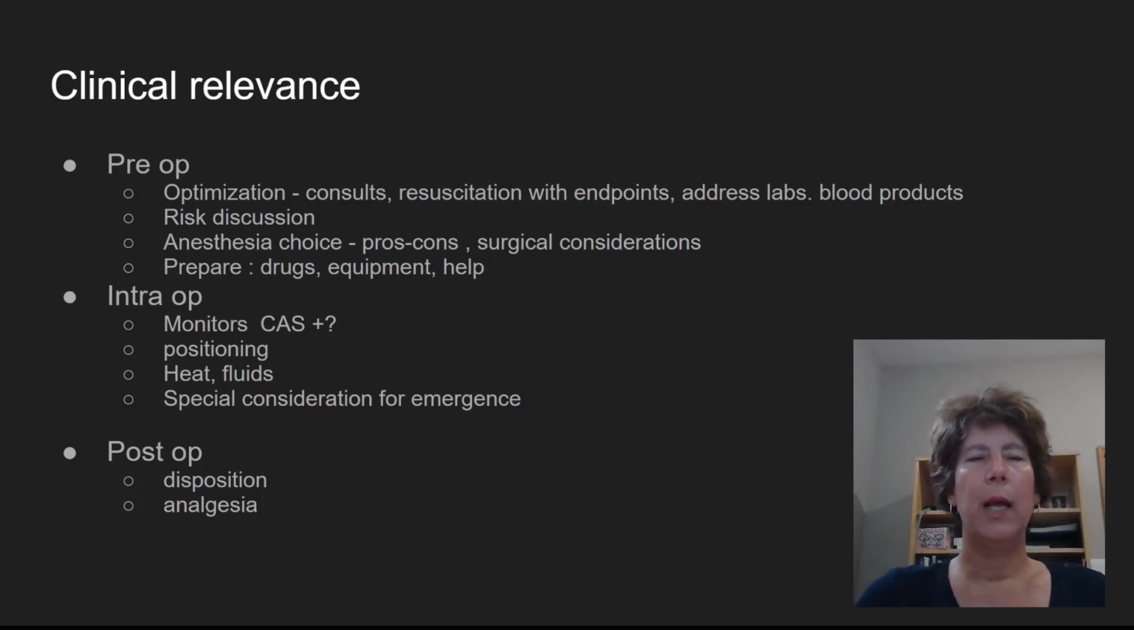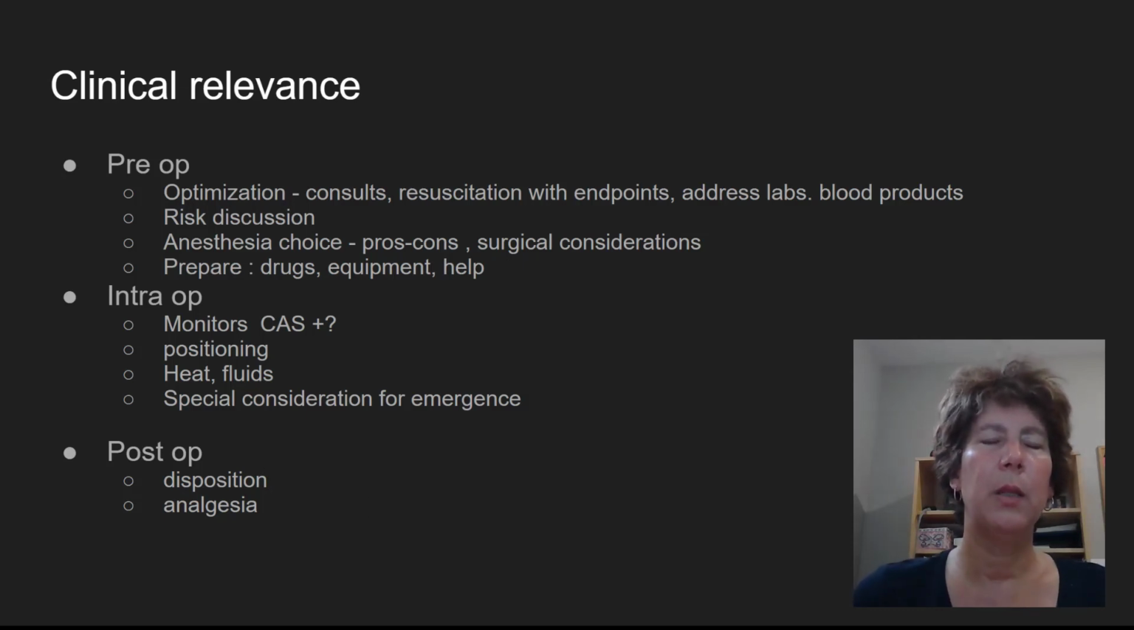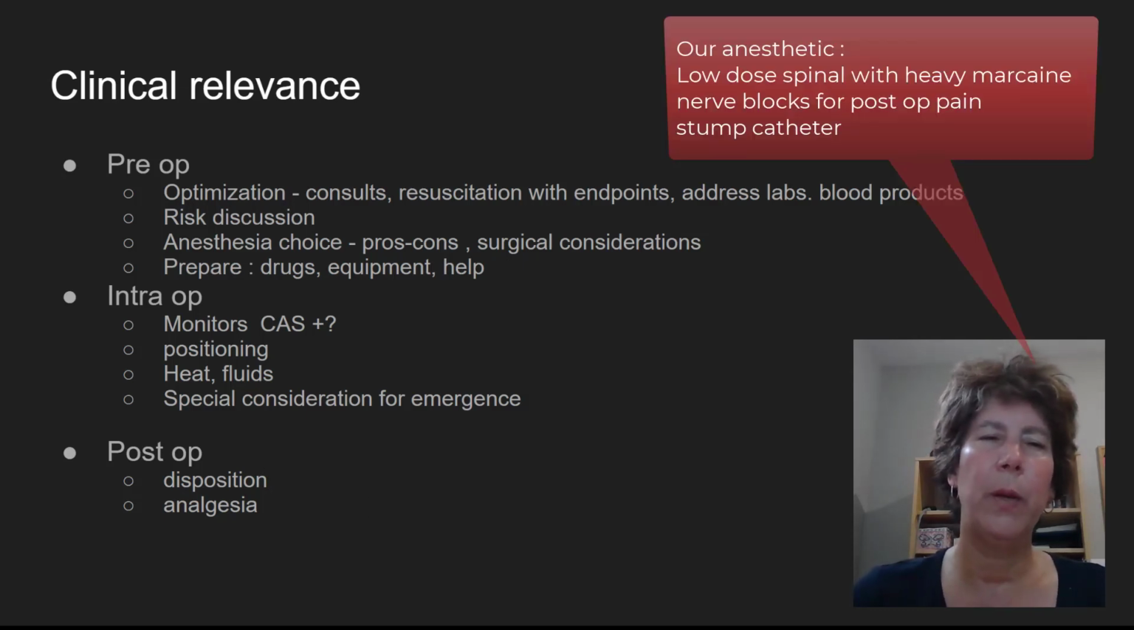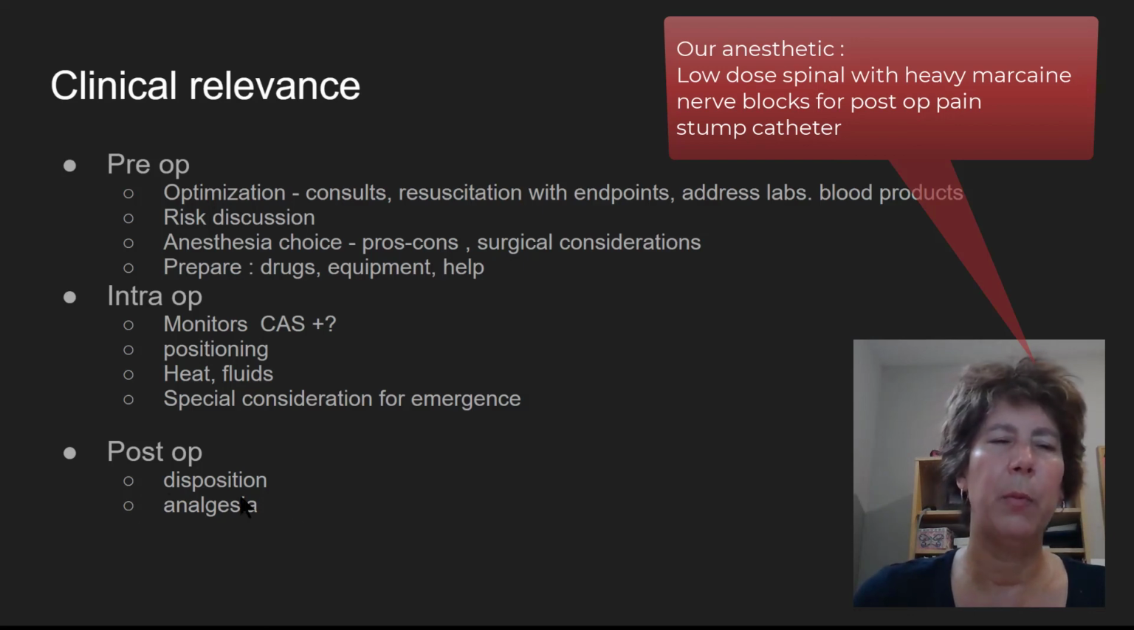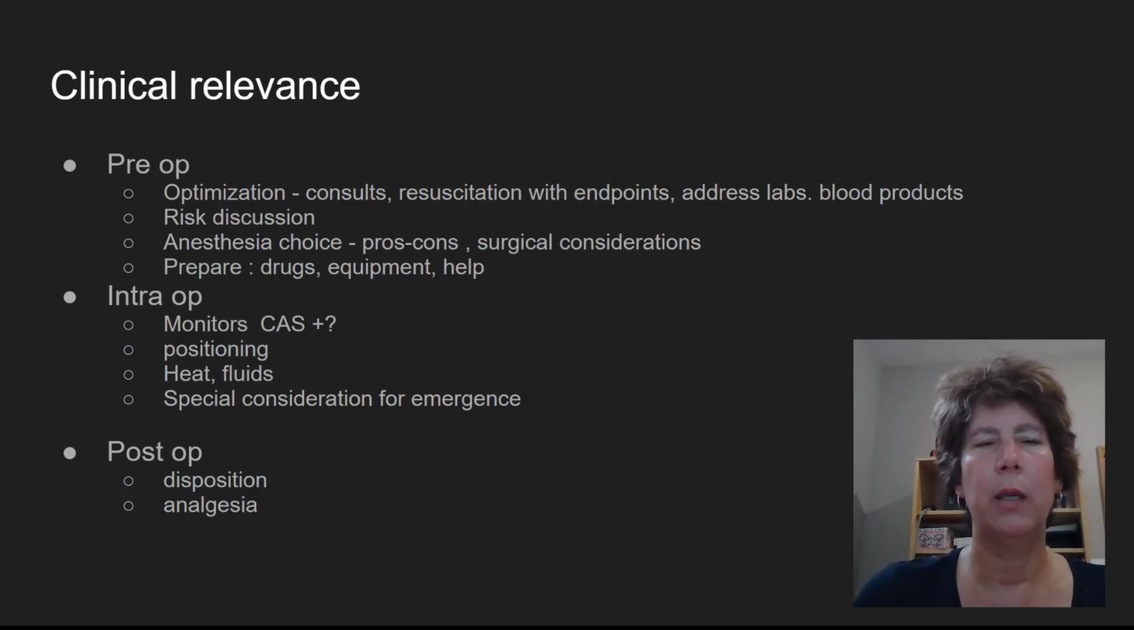What did we do for the anesthetic for this patient? We decided to do a low-dose spinal with the patient on their side, so we did heavy Marcaine, 1.2 cc's. We also added in some nerve blocks for post-op analgesia and put a stump catheter in. So for us, a big part of our post-op disposition was thinking about post-op analgesia. And intraoperatively, we went for the as-little-as-possible approach.